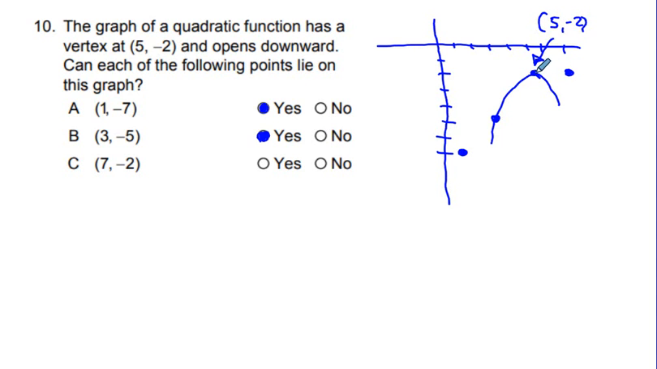So here's (7, -2), and (7, -2) lies horizontal to the vertex, meaning that a downward opening parabola could not include this point (7, -2).